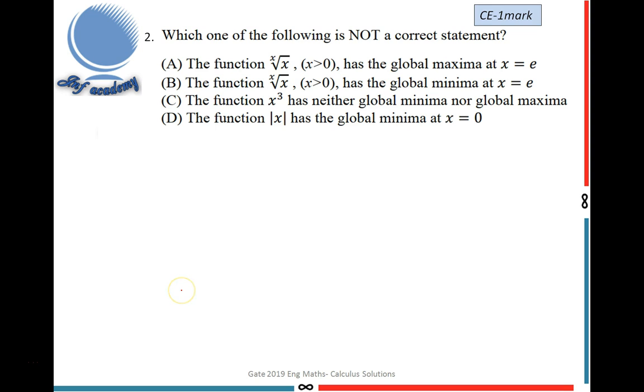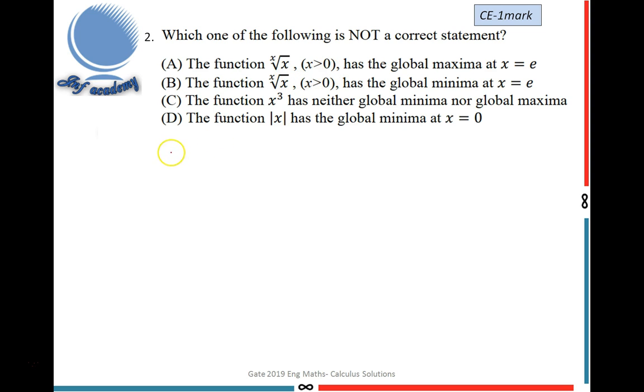The second problem is, which one of the following is not a correct statement? You have to find which one of the following statements is not correct, the wrong statement. This question is from the CE department. It has 1 mark. The first two statements have the function xth root of x.